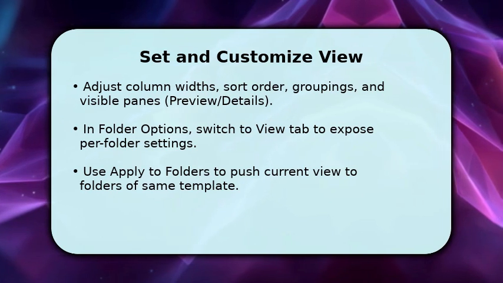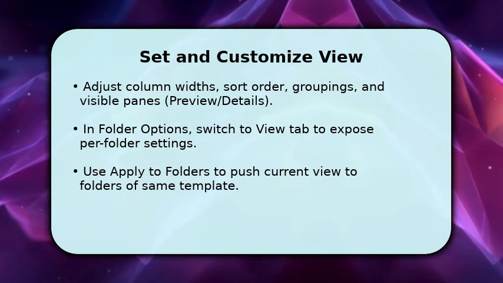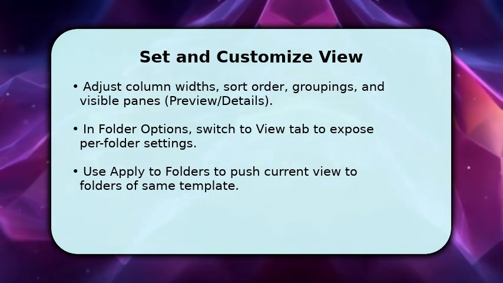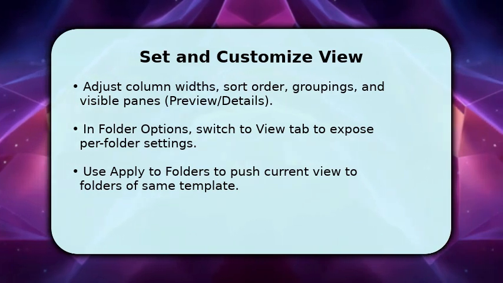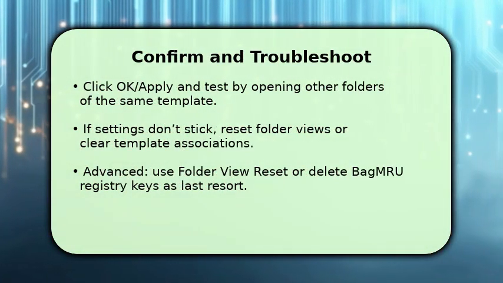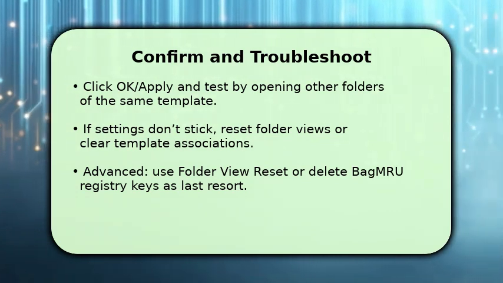Make sure the folder type matches General, Documents, Pictures, because Windows applies templates by folder type. Finish by clicking Apply and OK, then navigate to other similar folders to confirm the default view applied. If you don't see changes, make sure the folder template matches and repeat Apply to Folders.